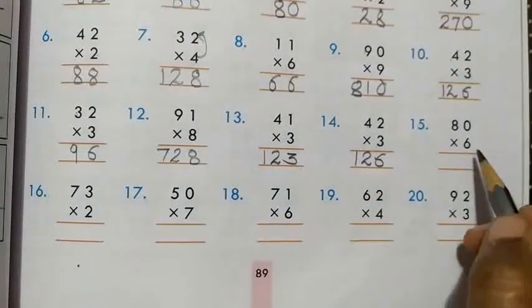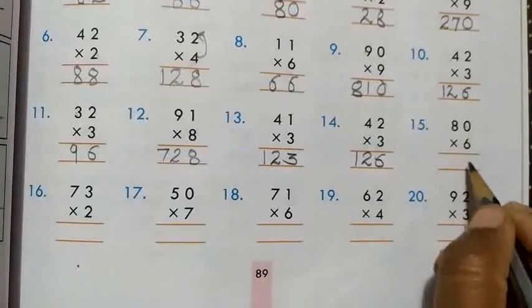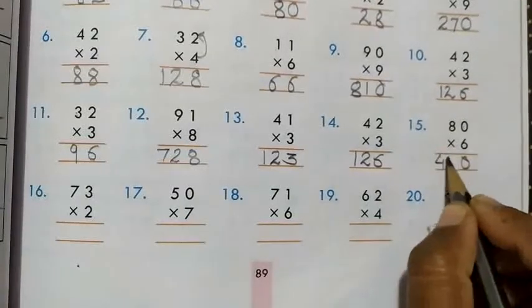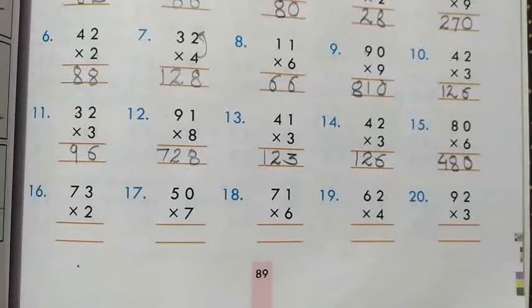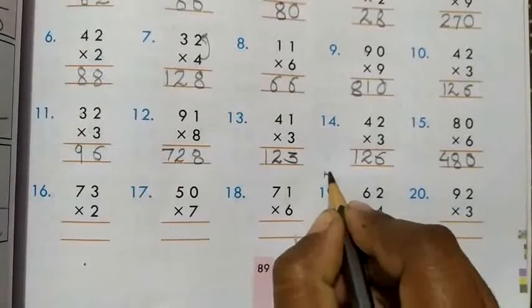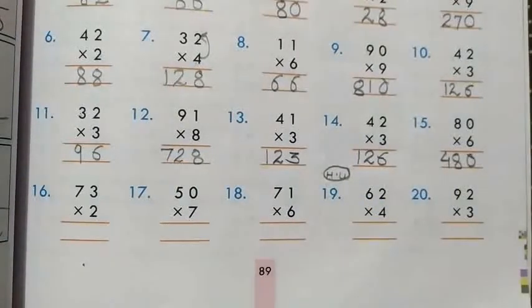Alright. 6 multiply by 0. 6 multiply 0 is 0. And 6 eights are 48. Alright. Understood? That is how we write the answers of the given questions. Okay. Now next, below are questions 16, 17, 18, 19. These 5 examples are for your homework, dear students. Okay. And open page number 90.